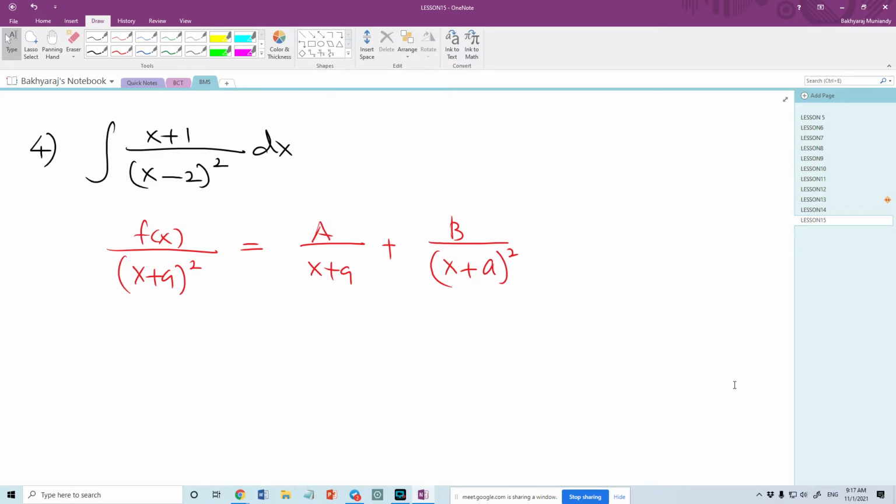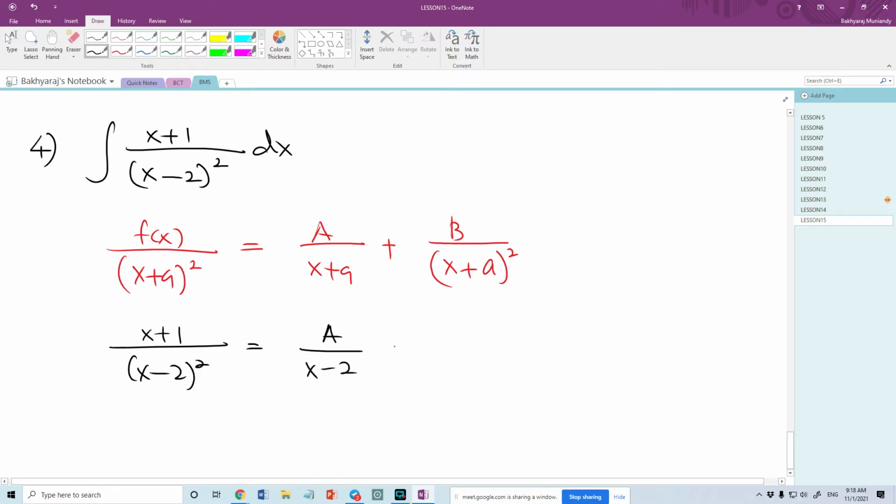Okay, if any doubt, any problem, just stop me, because I just proceed. So if any doubt, please stop me, and I can explain to you better. Okay, next I proceed for the partial fraction. So I get what? I get x plus 1 over x minus 2 square equal. So here I get a over x minus 2 plus b over x minus 2 square.